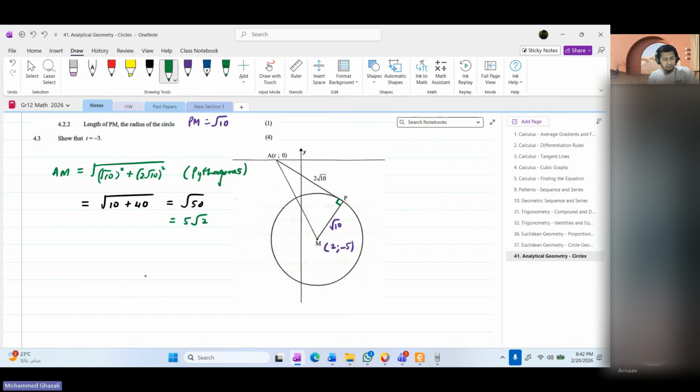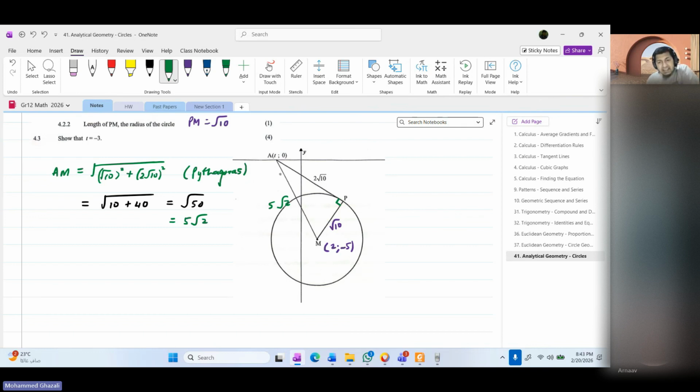Think about it, guys. So I'm going to write down 5 root 2 here. AM is equal to the square root of root 10 all squared, that is 10, and this is 2 squared, which is 4. 4 times 10 is 40. And then the square root of 50, 25 times 2, 5 root 2. Yeah, that's fine. That's correct.